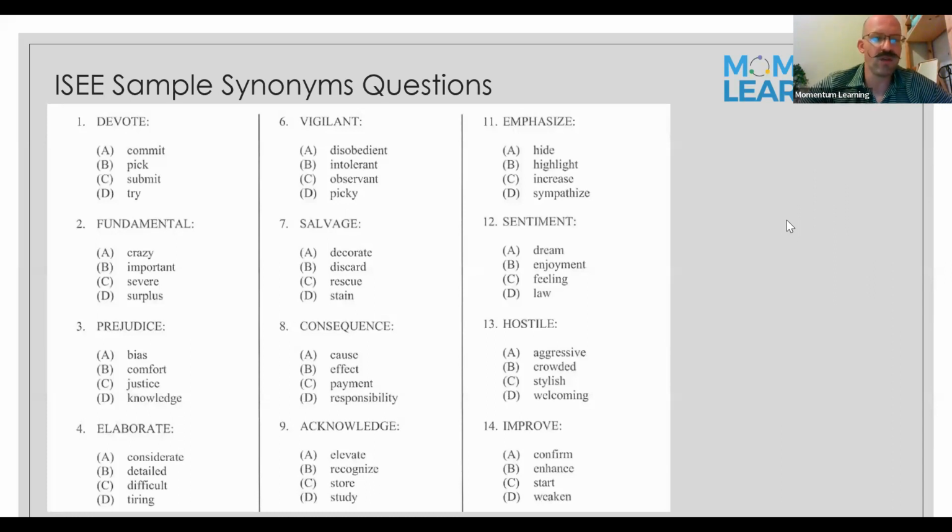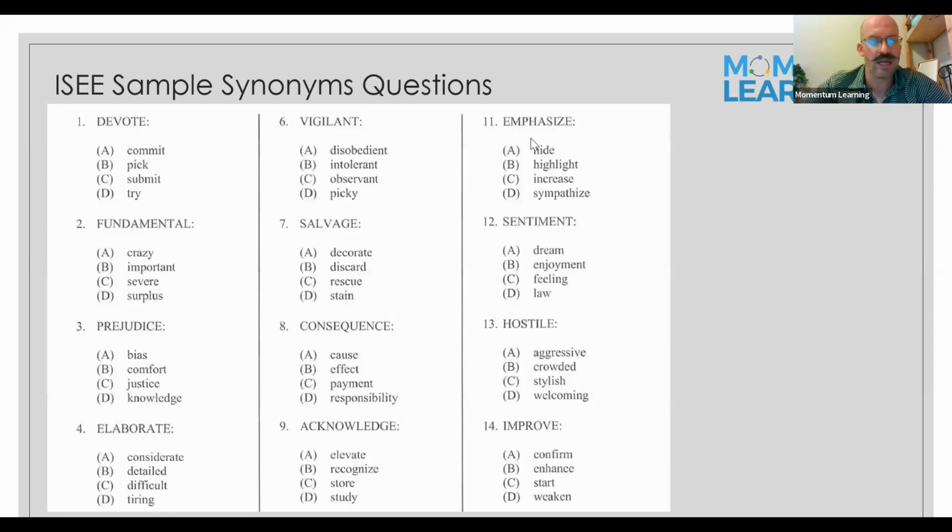So if you look at number 1, devote. One of the things I'd encourage first is to try to knock out one to two of the wrong answers. When you devote, it would not be something that you're trying to do. When we think of devotion, it's something that you're all in on. So there's really not a try element with that. So try wouldn't be an answer that fits there.